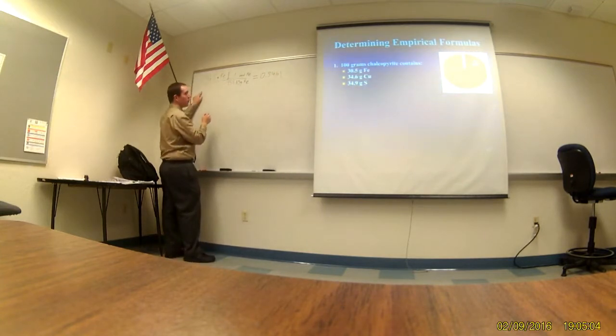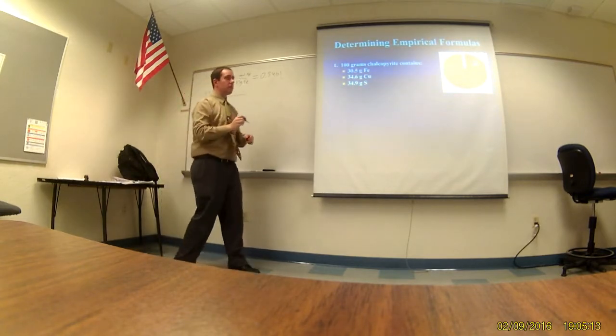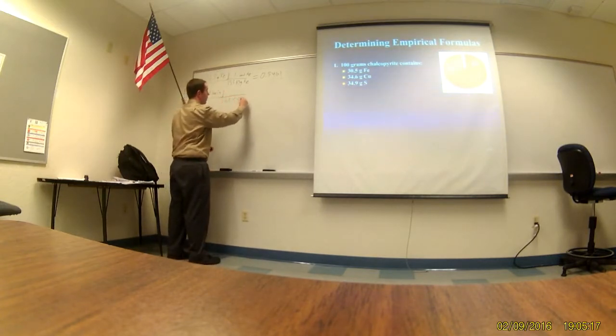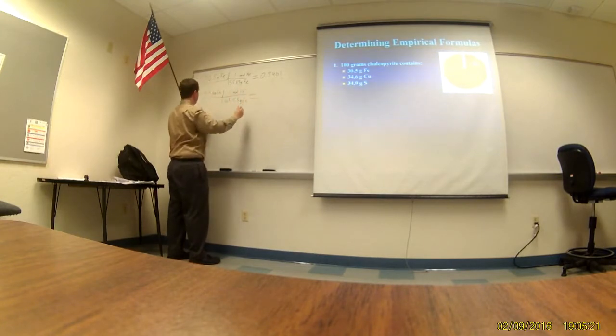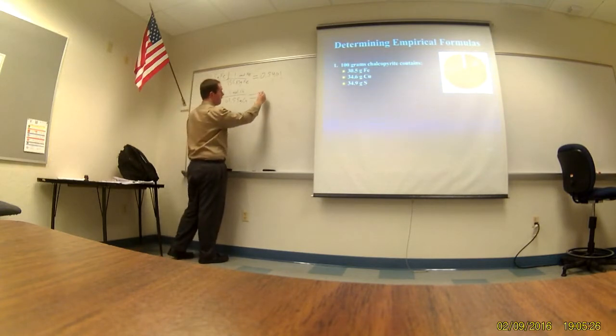Now we're going to do our copper. We have 34.6 grams of copper. Copper is what? 63.55. 63.55 grams of copper is 1 mole of copper. So 34.6 divided by 63.55 is 0.5444.